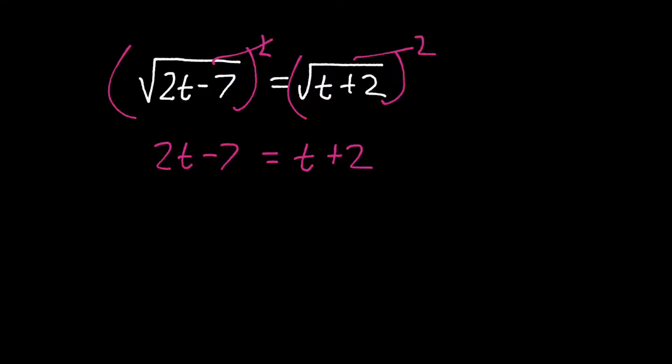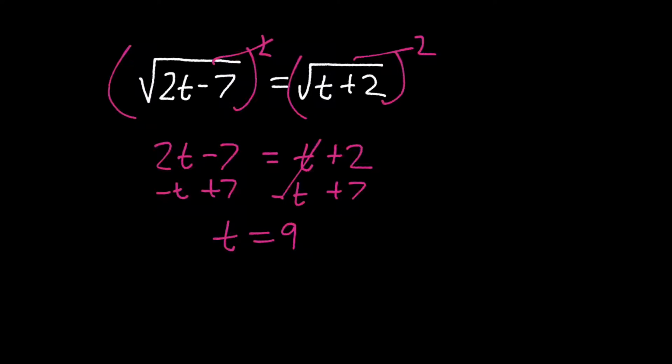And now it looks like a regular algebra problem. We got to get all our variables on one side, all our constants on the other, and then solve. So if I subtract t from both sides, and if I add 7 to both sides, well, all I'm left with on the left side is 2t minus t, which is 1t, and on the right side I'm left with 2 plus 7, which is 9.